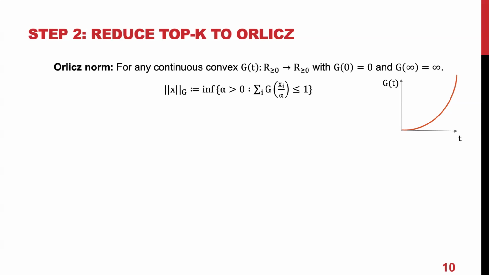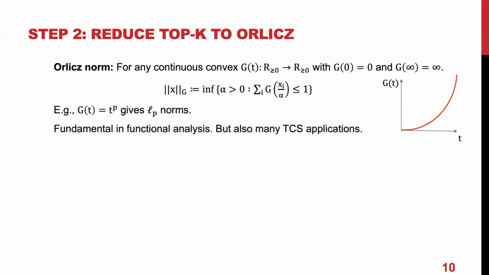The simplest example here is the l_p norms. For l_p norms, you should think of g of t to be t to the power p. So if the sum of x_i over alpha to the power p is less than or equal to 1, then the minimum such alpha is nothing but the l_p norm. But in general, you can work with any other g function. These Orlicz norms are pretty fundamental in functional analysis and probability theory. For instance, they appear a lot when you talk about Gaussian and exponential random variables, where you choose the g function appropriately. But they have also found many TCS applications in regression and other fields.